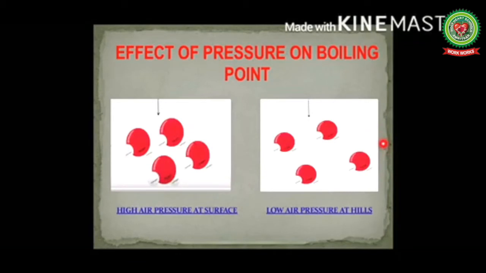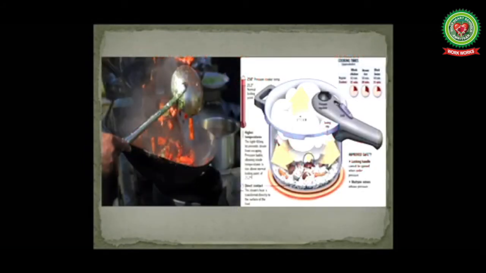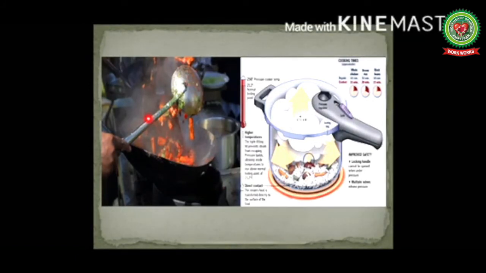Fine. The reason is, at hill stations, due to less pressure, the intermolecular spaces are already more. So there will be less energy required to separate them. So we can say that the boiling point of a liquid is directly proportional to the pressure. More is the pressure, more is the boiling point. Less is the pressure, less is the boiling point. We all know, my dear children, that we prefer pressure cooker for cooking at hill stations.